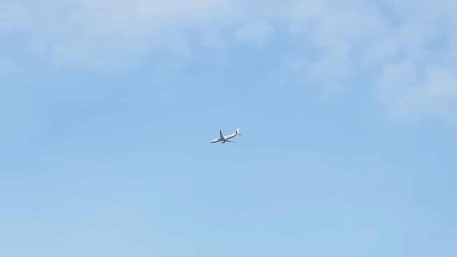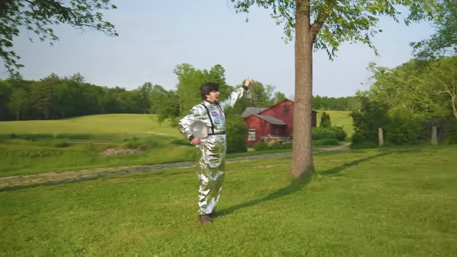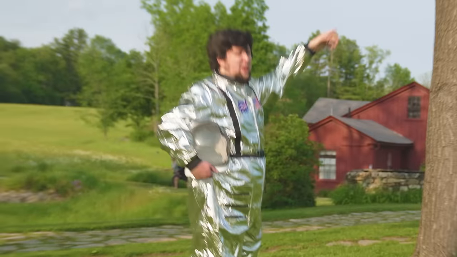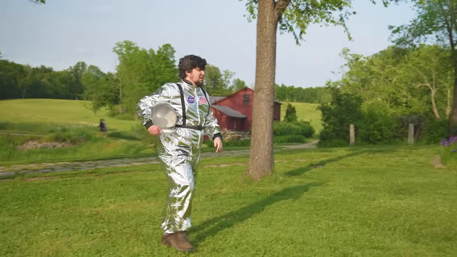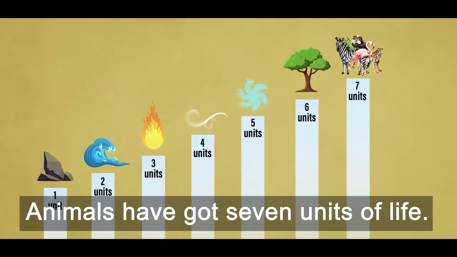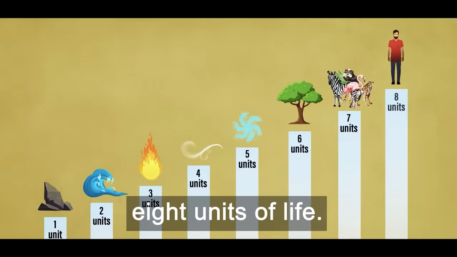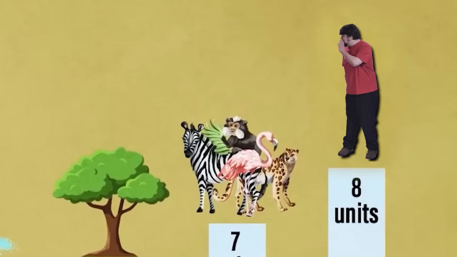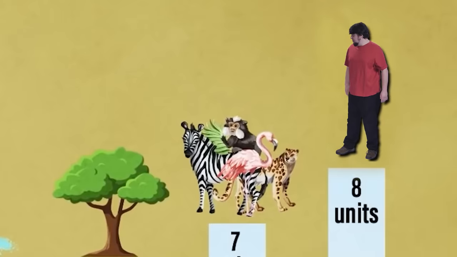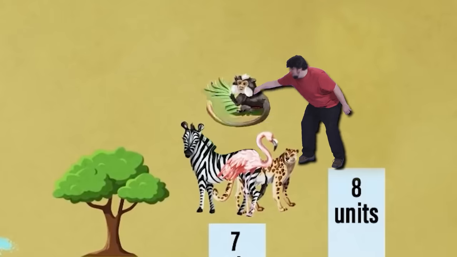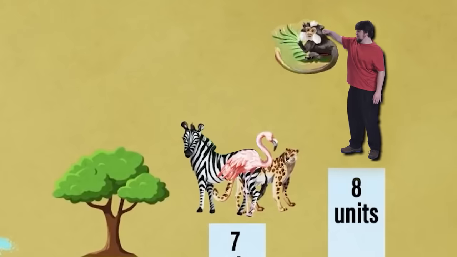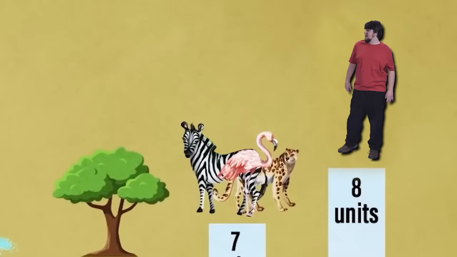That's easier than the tree. I'd be up there, like, whoop, but this, fuck this. I ain't doing this. Animals have got 7 units. Human beings have got 8 units. Ha! Take that, space, fire, zebra, flamingo, leopard, and what is this, a gibbon? This is probably a gibbon, right? Get out of here, you 7-unit mammal.